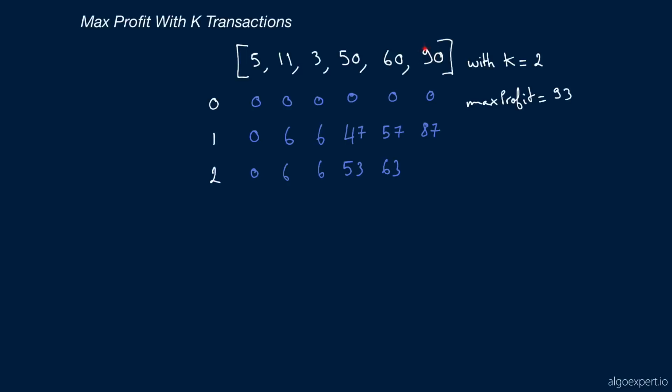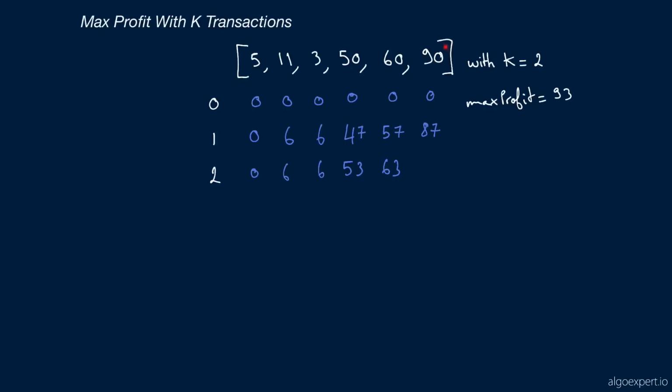And so if we don't sell our stock at a given price, then our max profit is just the same as the max profit on the previous day. Which in this case, the max profit on the previous day where we sold at 60 is 63. So once again, we have two choices.